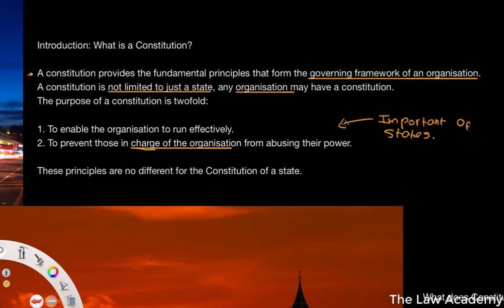And these principles apply to a constitution of an organisation as small as, whatever you choose to organise. And they grow, and they are the same fundamental principles, the same fundamental purposes that you would find in the constitution of a state. Our UK constitution enables the organisation, the state, to run effectively, and it also prevents those in charge from abusing power. And that's the same of the French constitution, the United States constitution, so on and so on.